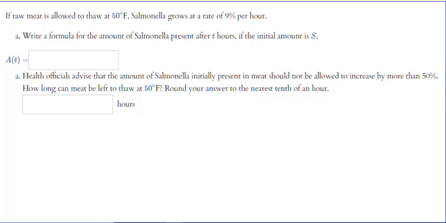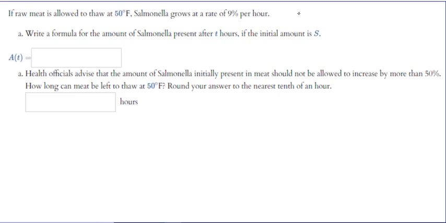The next two are dealing with exponentials that grow and exponentials that decay. And traditionally, you would solve them by logs, but we're going to do it by calculator. Okay. So if raw meat is allowed to thaw at 50 degrees F, salmonella grows at a rate of 9% per hour. So you've got to look, that's a rate. That's R is 9%, which is 0.09. So if I do a base, that'd be a growth, which is 1.09.